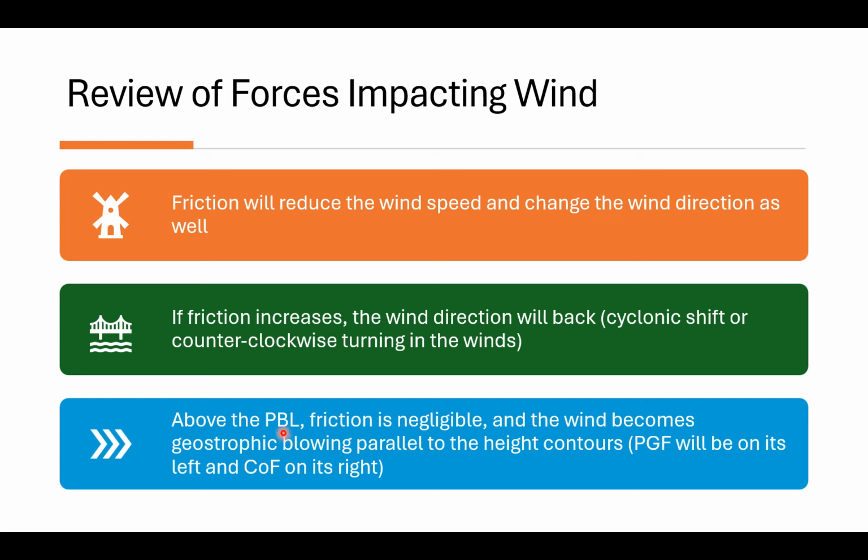Now above the planetary boundary layer, this PBL, friction is negligible. So once you get above 1 kilometer above the ground, you no longer have friction coming into play. The wind becomes more geostrophic, where it blows parallel to those height contours I talked about a few slides ago. And this contour gradient force, when we're talking about height contours in the upper levels, will be on its left and Coriolis force on its right. We talked about that geostrophic wind, which we already discussed.